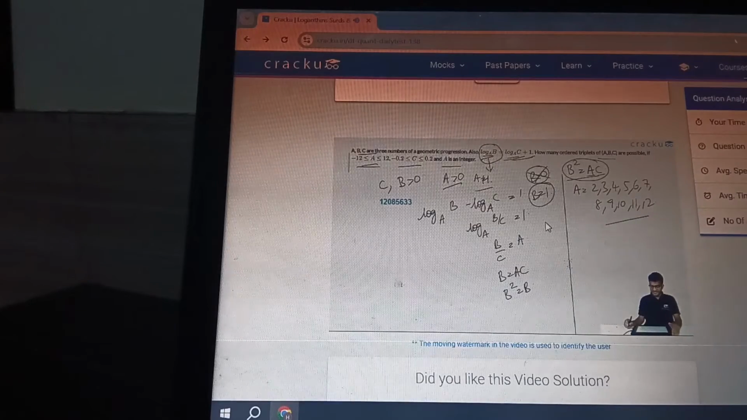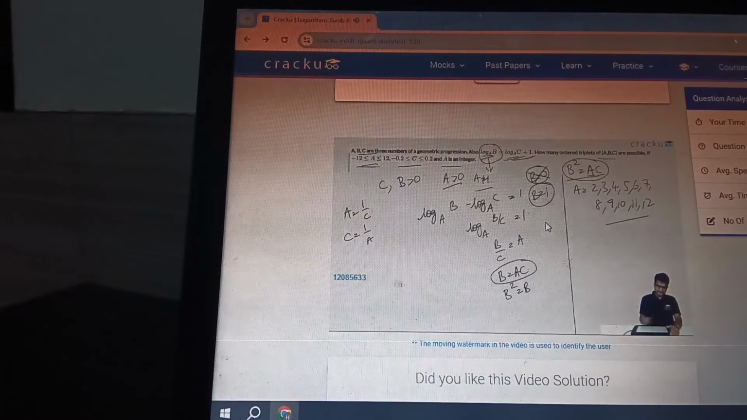If B is equal to 1, that would imply that A is equal to 1 by C, because A into C will equal B, or C is equal to 1 by A. What is the range of C? C lies between minus 0.2 and plus 0.2. C has to be greater than 0. So essentially C is lying between 0 and 0.2. So what is the range for 1 by C?